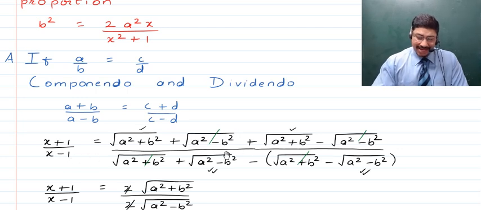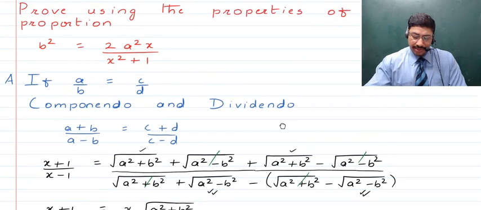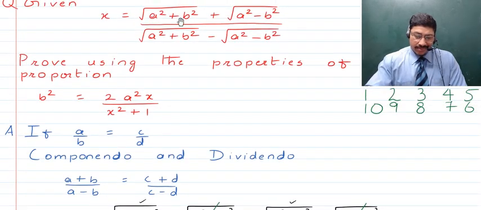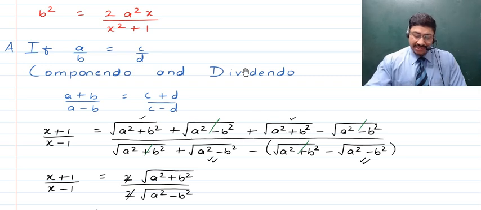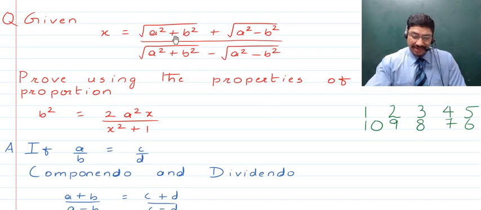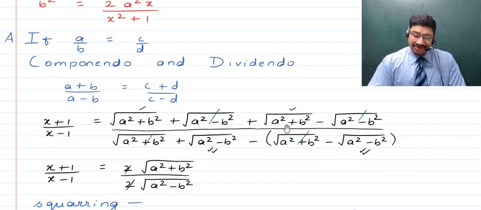And on the right hand side, very simply, we will just add to the numerator the denominator, that is root of a square plus b square plus root of a square minus b square, to which is added the denominator, that is root of a square plus b square, right, minus root of a square minus b square, right? And here we get to see that plus root of a square plus b square gets cancelled with minus root of a square plus b square.